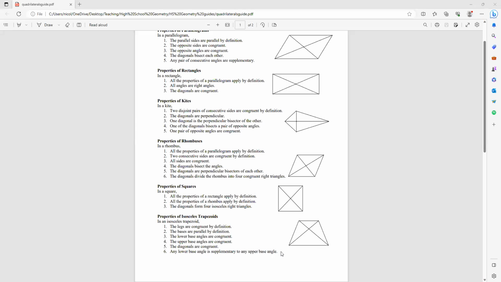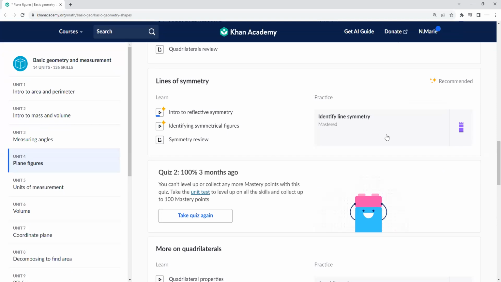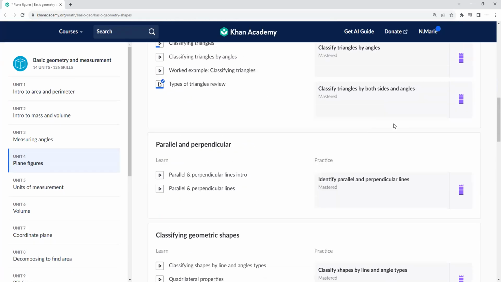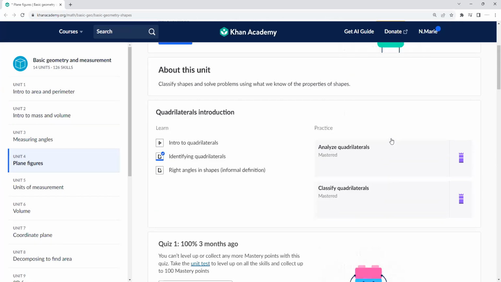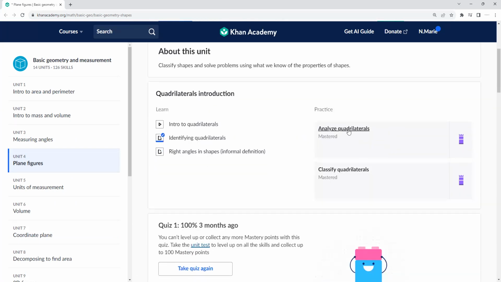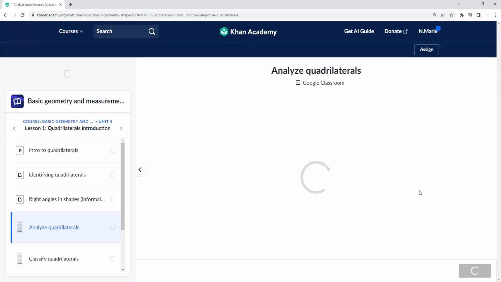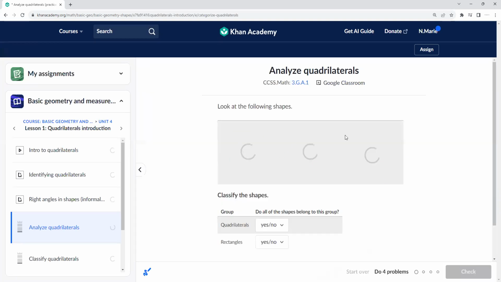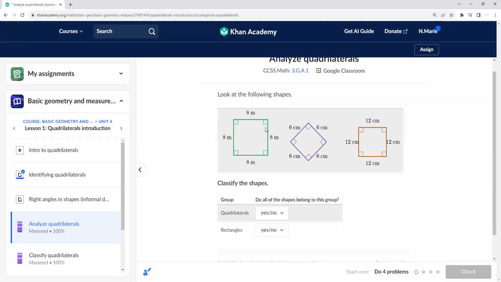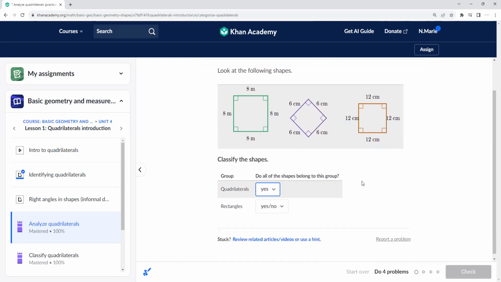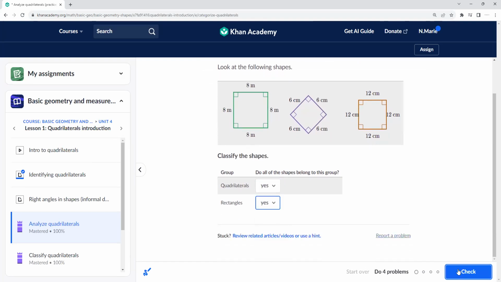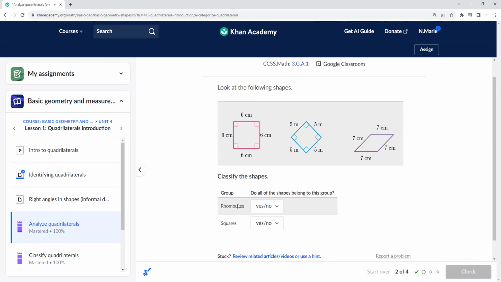Okay, so let's practice classifying shapes. It's found in the basic geometry and measurement unit on Khan Academy. Let's just skim through a lot of this. Analyzing quadrilaterals. Are these quadrilaterals? Yes. Are they rectangles? Squares are rectangles, but rectangles are not squares. So remember that. Are these rhombuses?